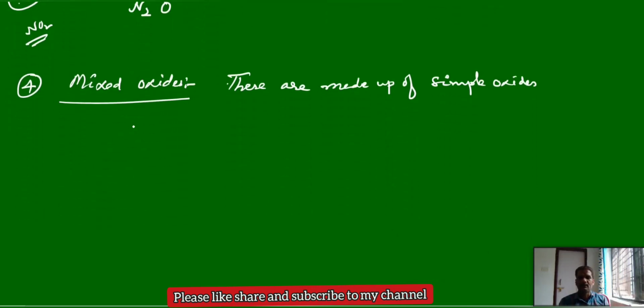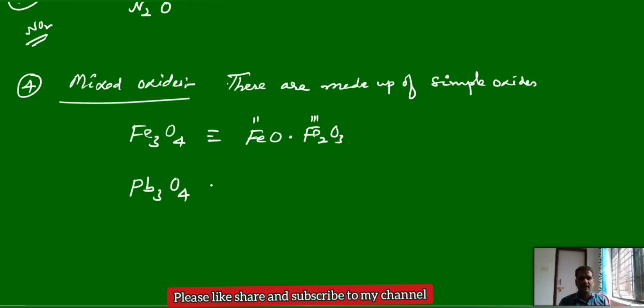Let me take a very important example here, magnetite Fe3O4. Here in Fe3O4, iron is present in 2 oxidation states. Actually, this is made up of 2 simple oxides: FeO, iron in +2 oxidation state, and Fe2O3, where iron is in +3 oxidation state.